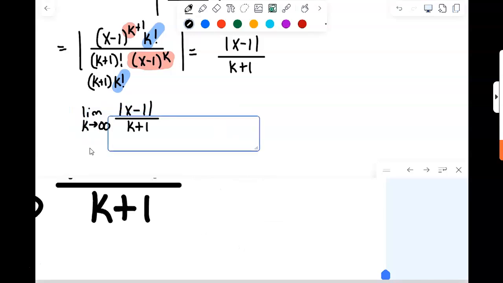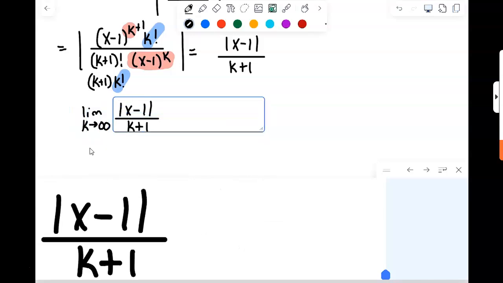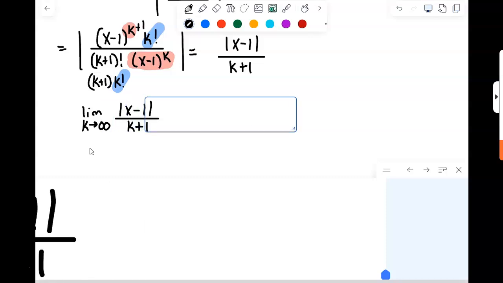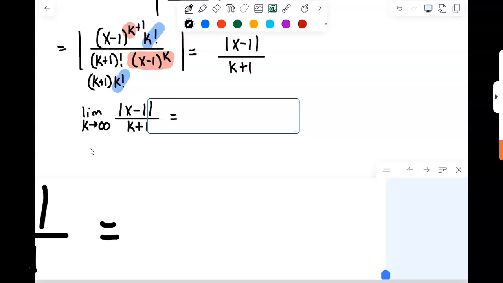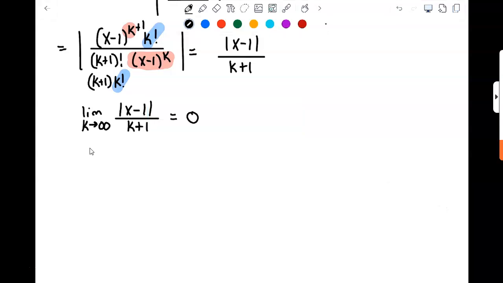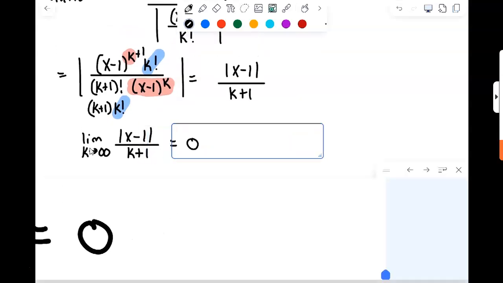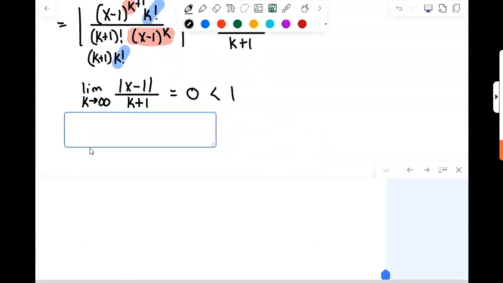So as k goes to infinity, k plus 1 is going to be infinity. Absolute value of x minus 1 is going to be some number. If you have some number divided by infinity, that actually goes to 0. Now for this to converge, the stuff needs to be less than 1. But since for all values of x, this goes to 0, which is less than 1, since that happens for all values of x, we actually know that it converges for all x.